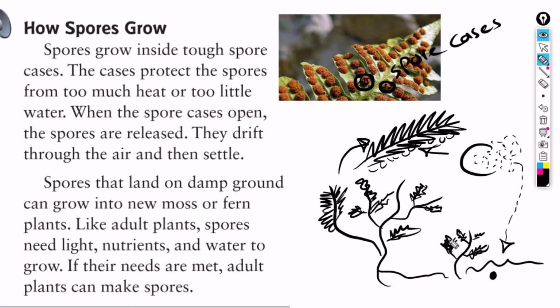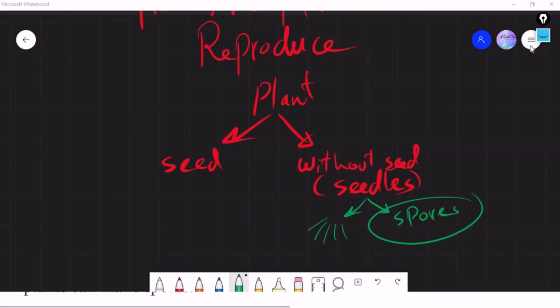The same thing happens with the mosses. The mosses also have spore cases with spores inside, and they do the same thing to grow and make other mosses, guys. At the end, I hope you understand this session. Today we talked about how plants make other plants by using spores. In another session, inshallah, we will talk about the seeds and how the plant uses seeds to make other plants.